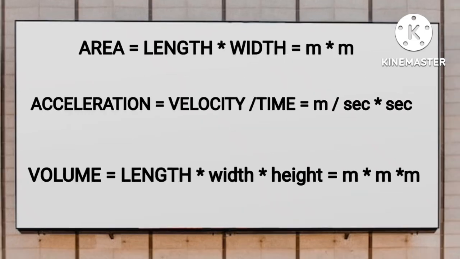Here is a list of some derived physical quantities. One is area, which is derived by multiplying length and width, so its unit is meter square. Next is acceleration, its unit is meter per second square. Next is volume, and its unit is meter cube.